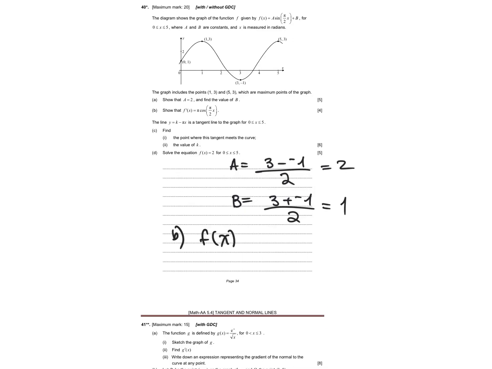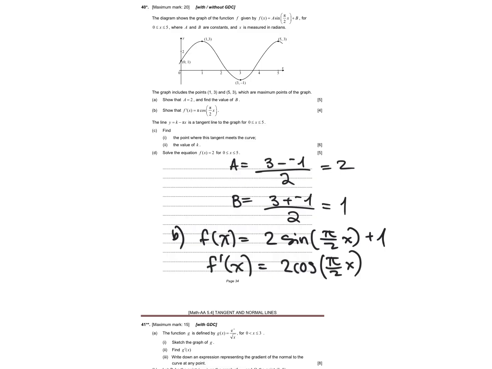All right, B, gradient. So f(x) is 2 sine(pi over 2 x) plus 1. So the gradient is 2 cosine(pi over 2 x). The 1 goes away, but we have to multiply by pi over 2 because of the chain rule. So that's just going to be pi cosine(pi over 2 x).